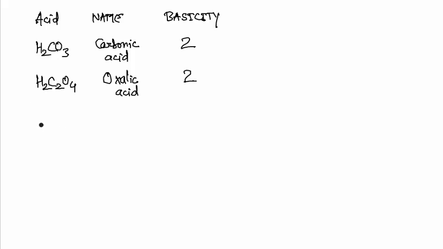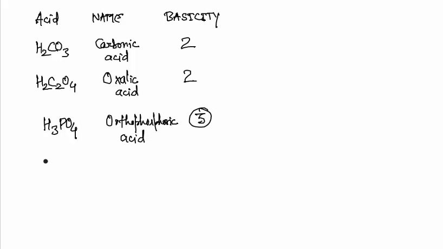Okay, now H3PO4. So this is orthophosphoric acid, and the basicity here is 3. Again important. There are a few important ones. H3PO3. Okay, this is phosphorus acid.